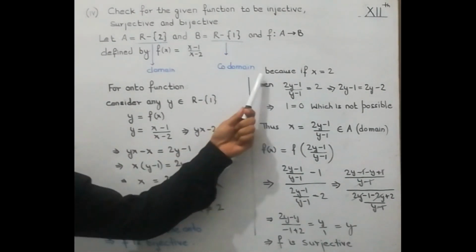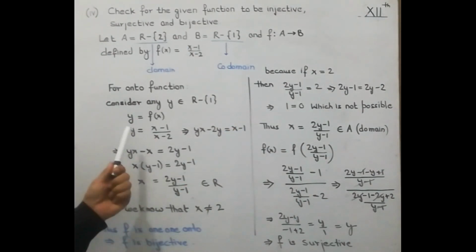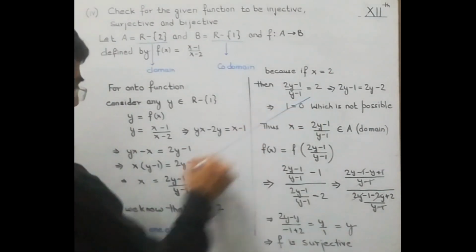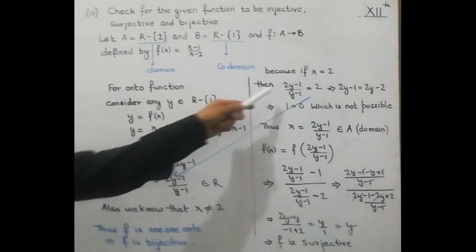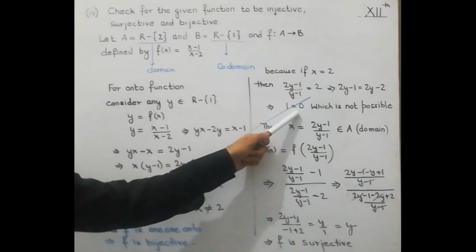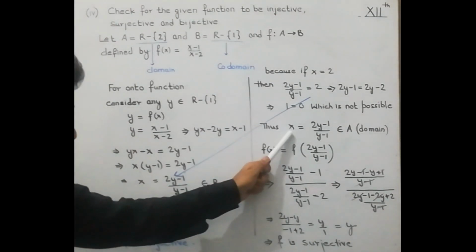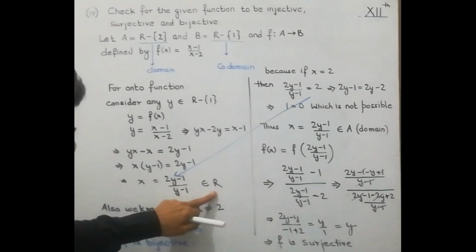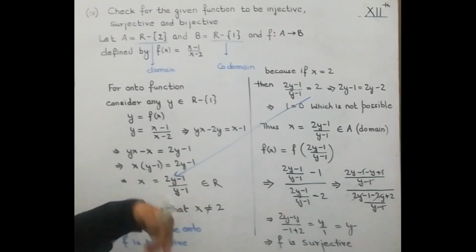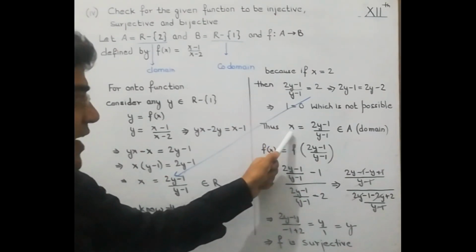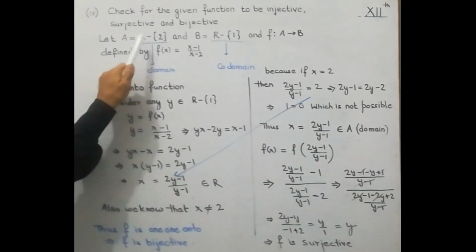You will consider x is equal to 2 and substitute it over here. See here, you are going to substitute here. So you will get a statement which is not possible. So this confirms that this pre-image, initially the pre-image was R. Now here we have shown that the pre-image is not equal to 2 also. So finally we can say that the pre-image, that is x, belongs to the domain R minus 2.